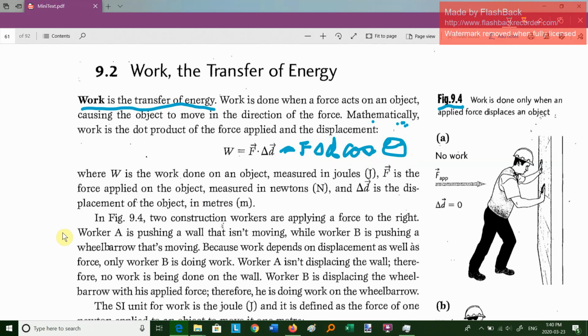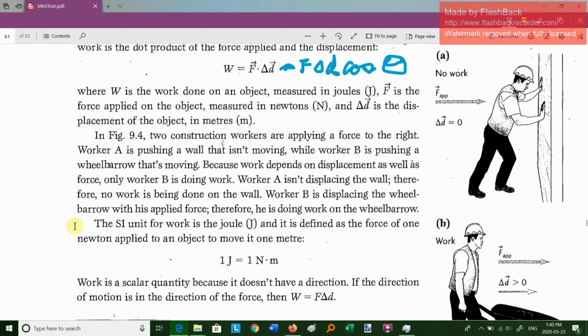The units of work are joules. That is the SI unit of energy. And work, as we'll see, is a change in energy. So it's going to be in joules. Work can also be expressed as newtons times meters. So a joule is a newton times a meter because force is in newtons, delta D, the displacement, is in meters.